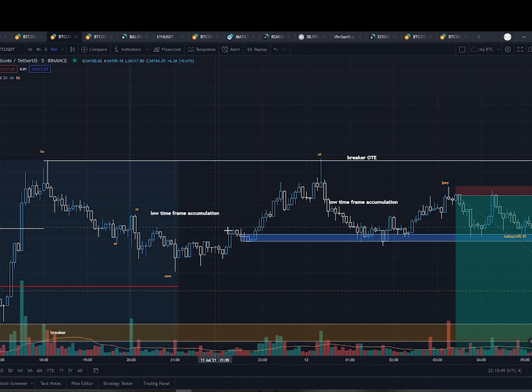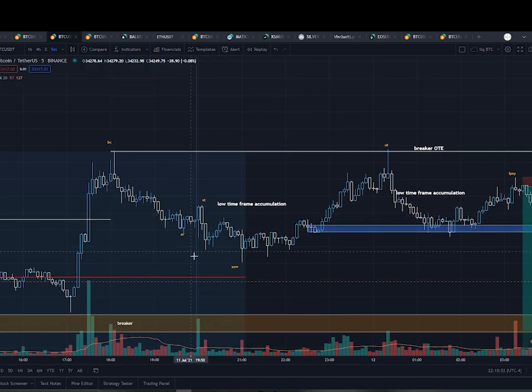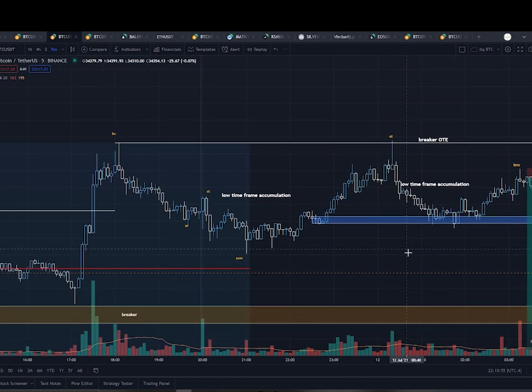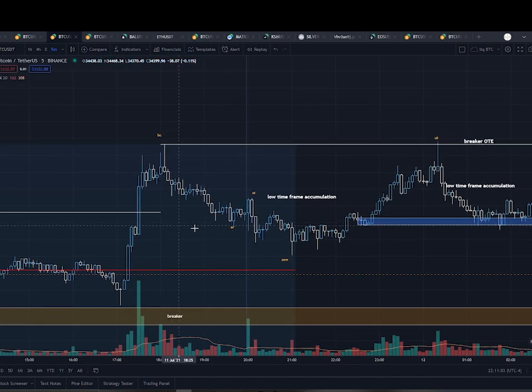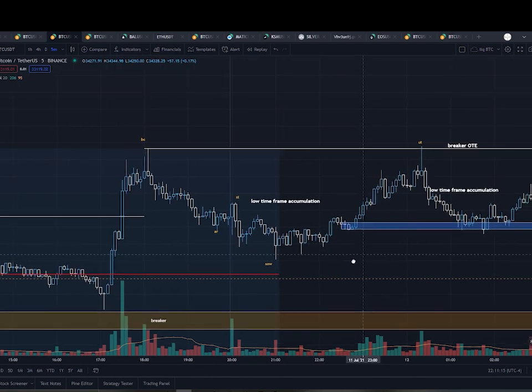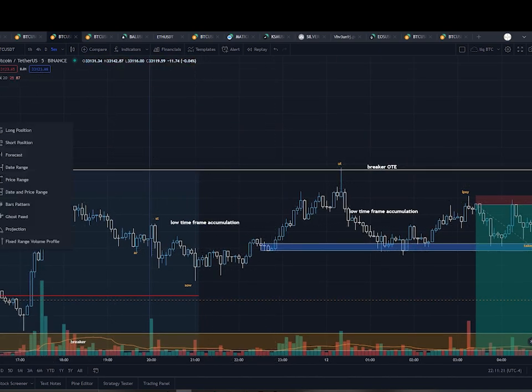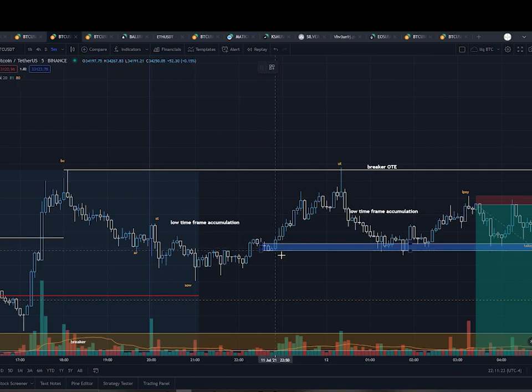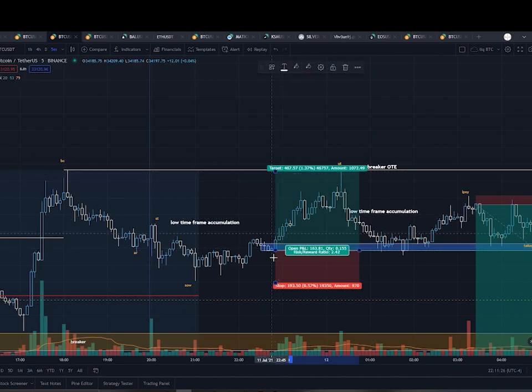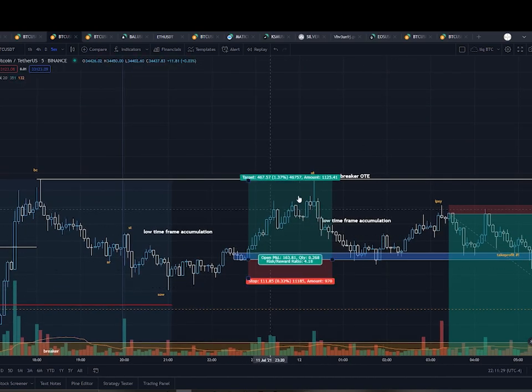So you see here, instead of this being a part of a larger distribution pattern, we could say that this is our spring, and our selling climax was this right here, or this, and then we had a secondary test, which could be this or this, and then a spring, and then a test of that spring to move higher. And then I actually took a trade here based on this lower time frame accumulation. I took a trade inside this order block, and I targeted just the breaker block up here.